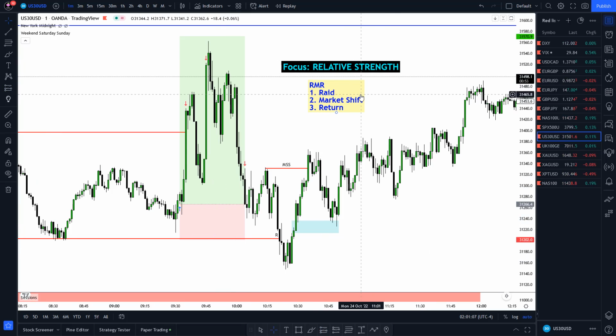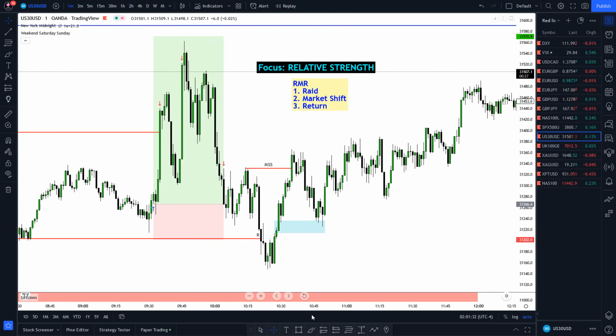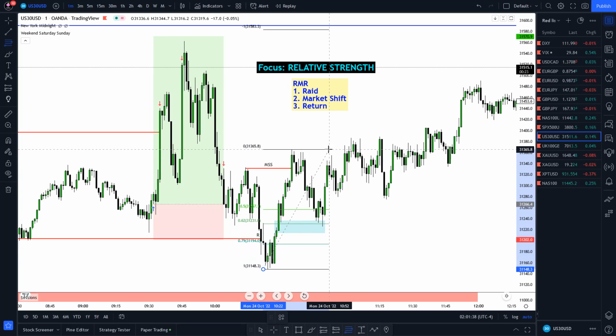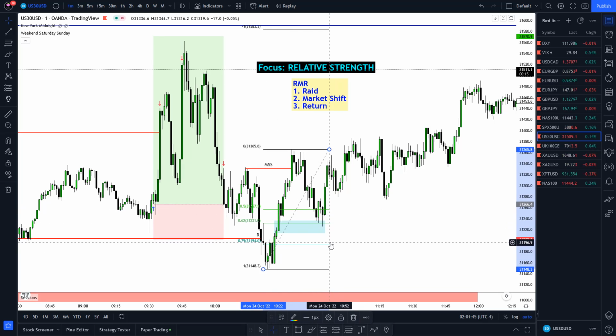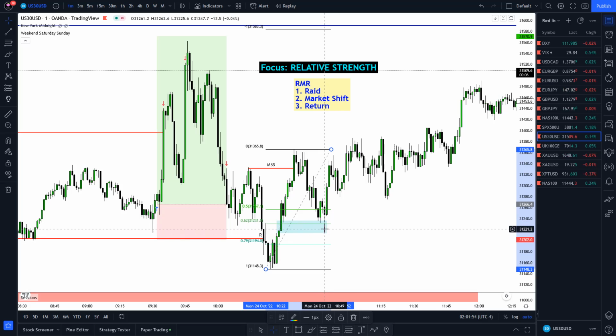But once again, what haven't we done? We haven't done a relative strength analysis yet. So the same way we did with the Fibonacci last time, we can draw a fib from the bottom of the raid to the top of the market structure shift. And we know that below 50% is a discount in price, which is a fair price. And we can see that on the Dow, we have reached around 62% of a retracement level.